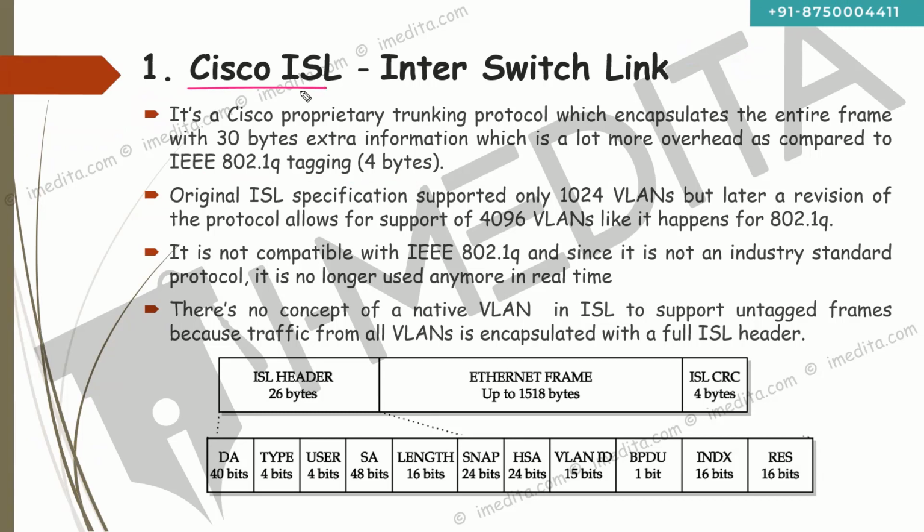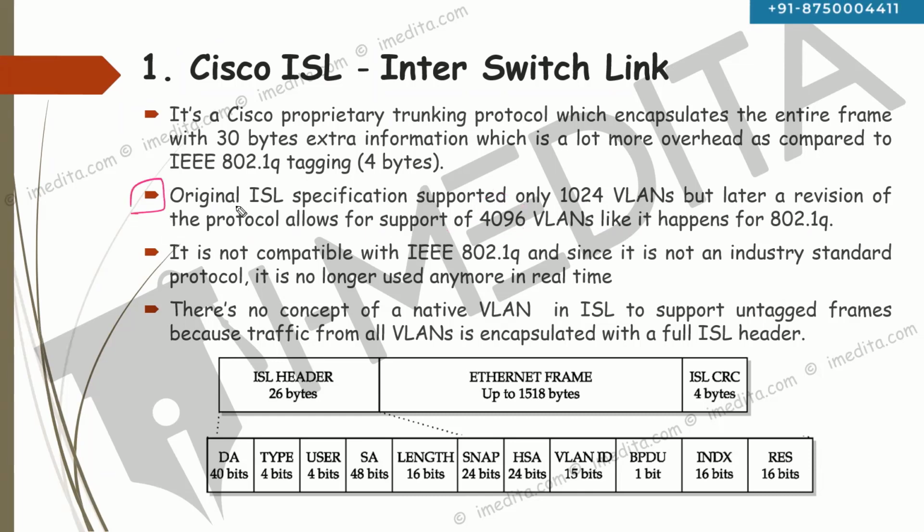Because of this overhead, companies are no longer using the ISL protocol. They went ahead with the .1Q protocol. .1Q became the standard protocol to perform trunking in a modern day network. The original ISL specification supported only 1024 VLANs, but later a revision to the protocol allowed all the 4096 VLANs, like it happens for .1Q.